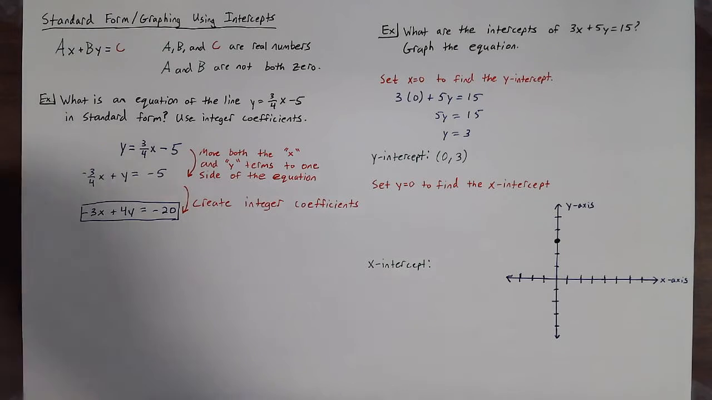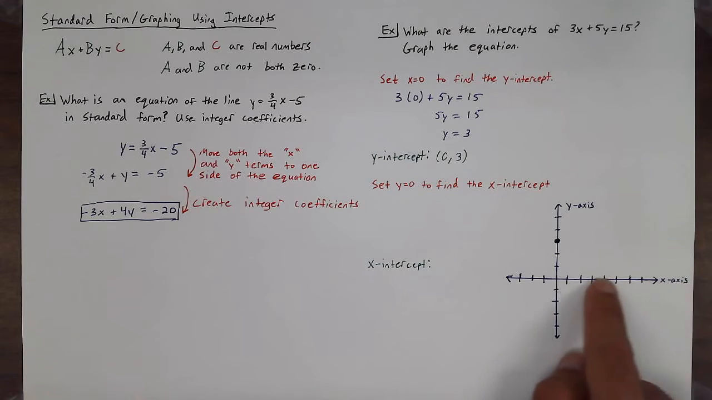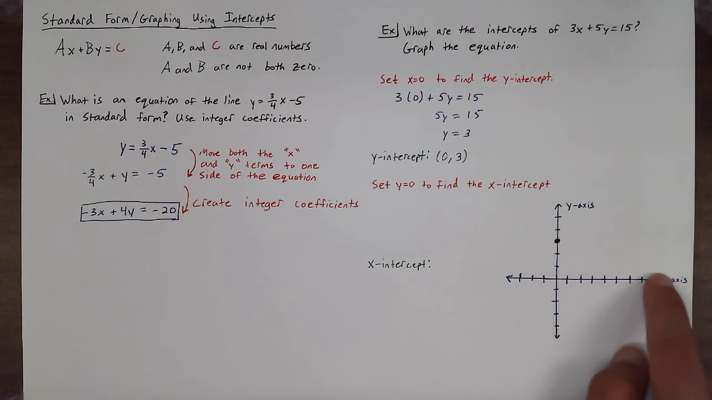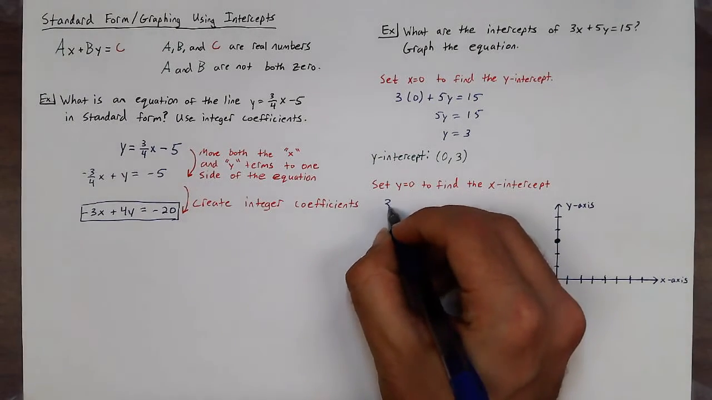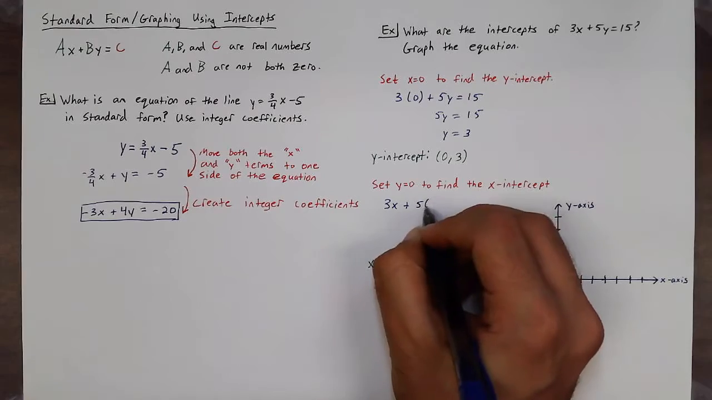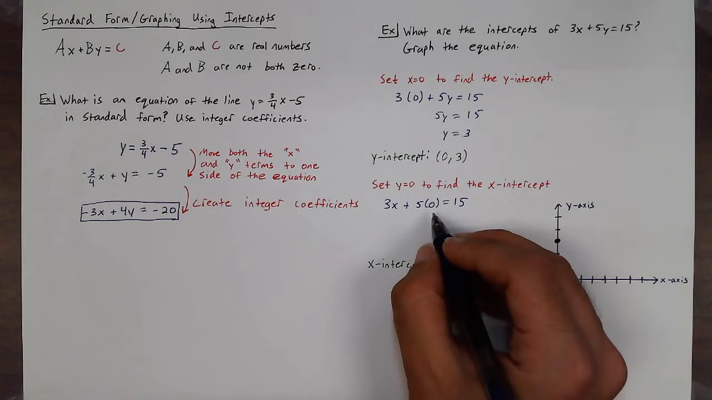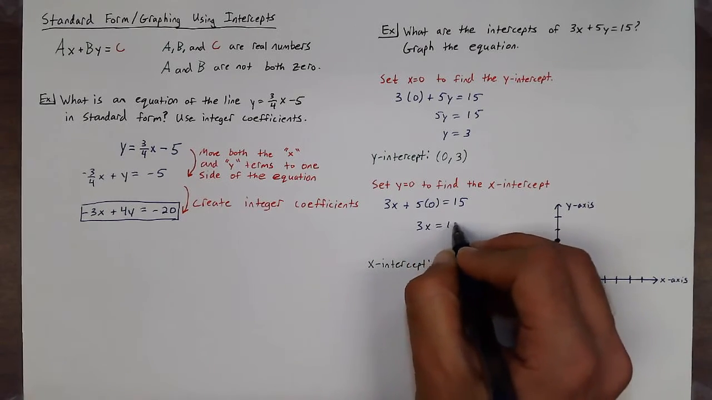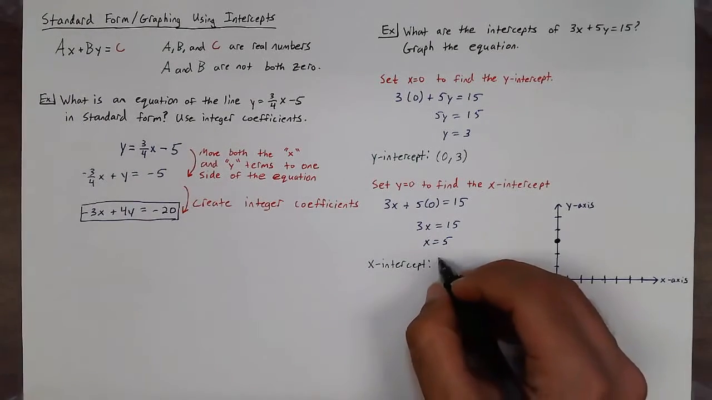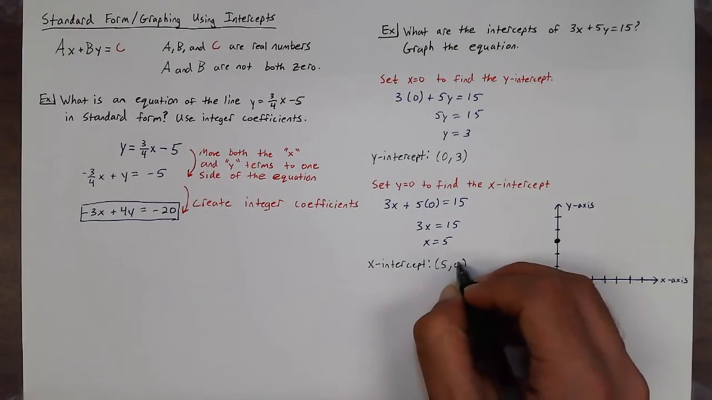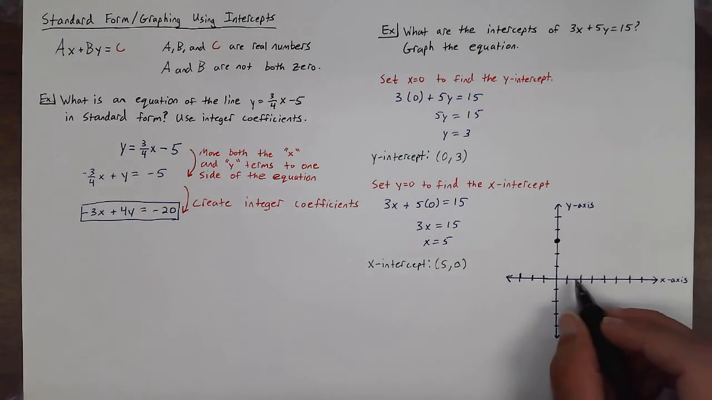Now, if I want to find the x-intercept, I just set the y variable equal to 0, since along the x-axis, the y variable would always be 0. So now I have 3x plus 5 times 0 is equal to 15. Since 5 times 0 is 0, I'm left with 3x is equal to 15, and x is equal to 5, giving me the x-intercept of 5, 0, where x is 5 and y is equal to 0. So I go to 5, 0, 1, 2, 3, 4, 5.